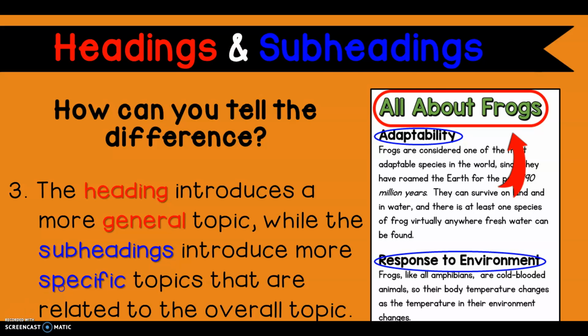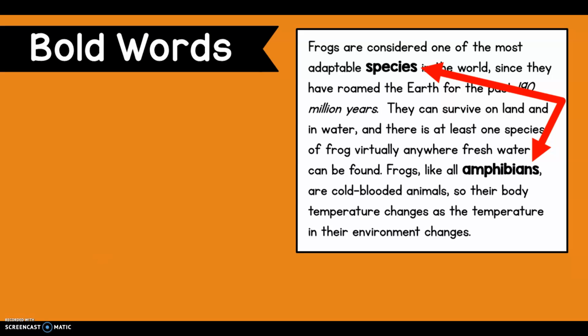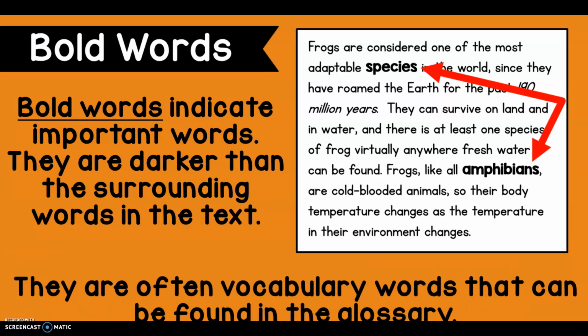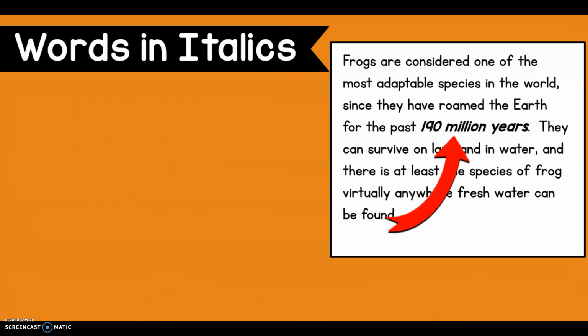The next text feature are bold words, and your bold words indicate important or significant words. These words are going to be darker than the surrounding words within the text. They are also the words that you will find in the glossary. Remember that glossary is going to be at the back of your book, and it's alphabetized and it provides the definitions.